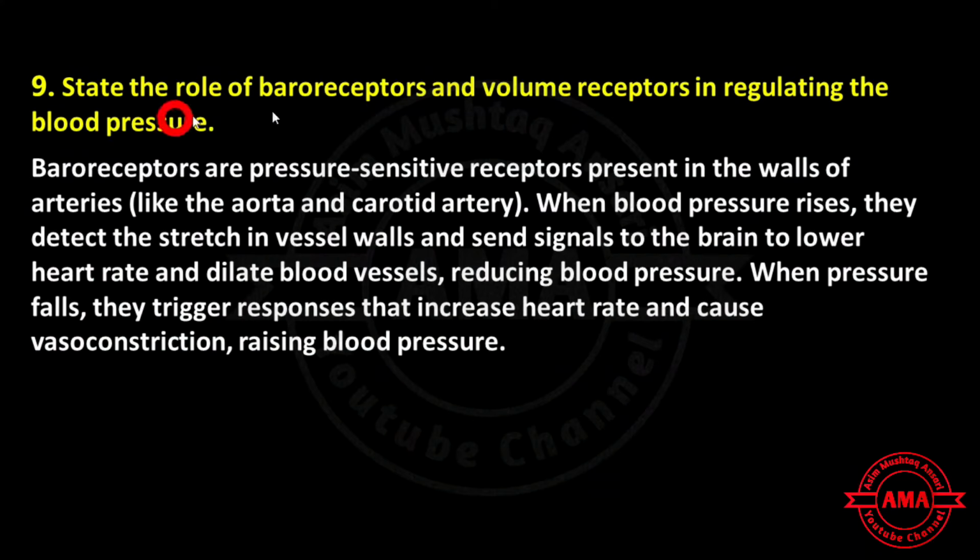Next is state the role of baroreceptors and volume receptors in regulating the blood pressure. Baroreceptors are pressure sensitive receptors present in the walls of arteries like the aorta and carotid artery. When blood pressure rises, they detect the stretch in vessel walls and send signals to the brain to lower heart rate and dilate blood vessels, reducing blood pressure. When pressure falls, they trigger responses that increase heart rate and cause vasoconstriction, raising blood pressure.